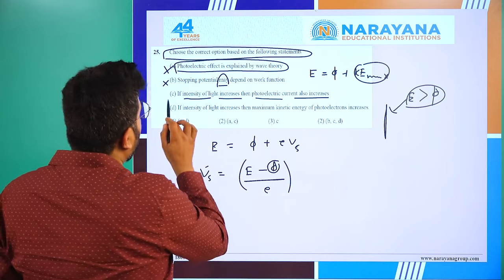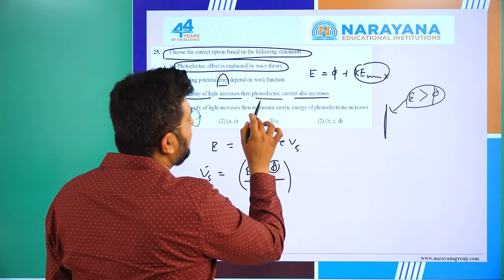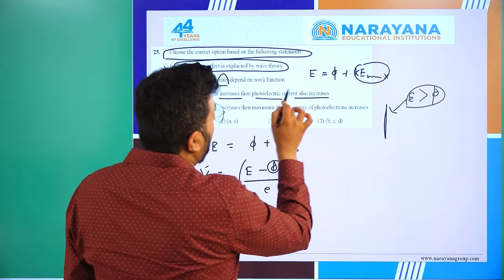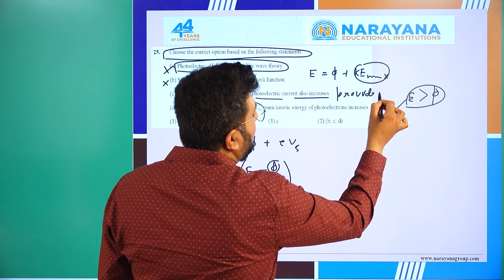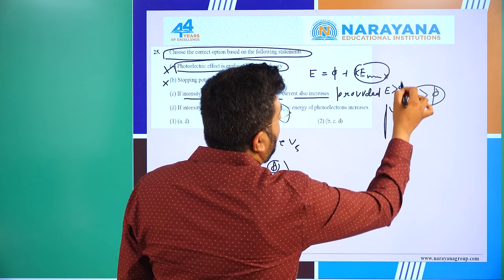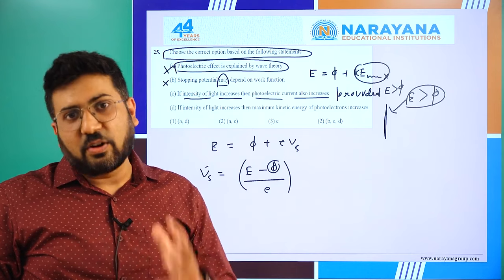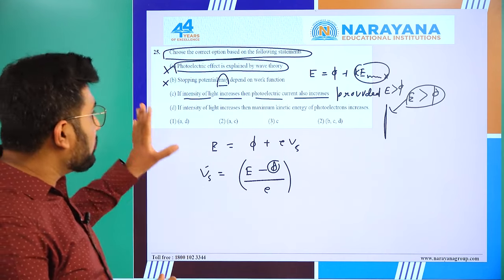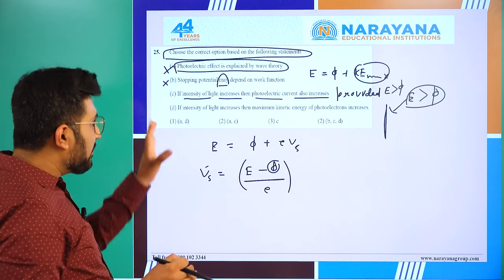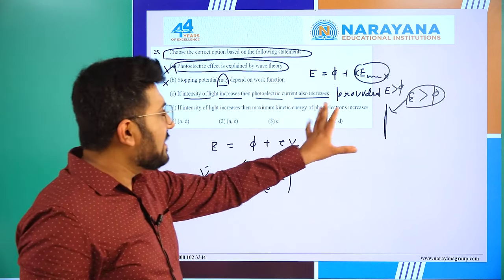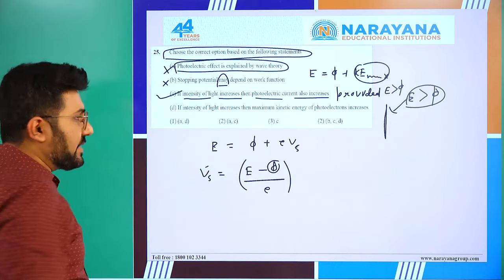More electrons are coming out means more photocurrent. Okay. So, the statement, if they have written it properly, should have been: if intensity of light increases, then photoelectric current also increases, provided E is greater than phi. Now, again, this is a memory based paper, so I cannot comment on whether the actual option that was given was this only. So, I think that if we have to correct this, then we should write provided E greater than phi. So, let us assume this to be correct.